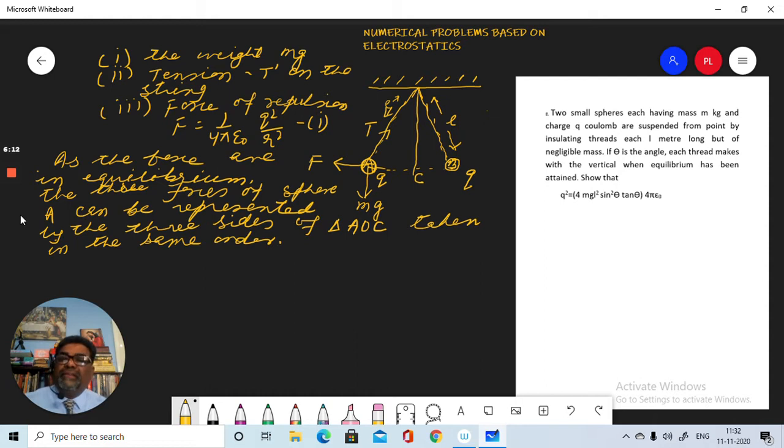The question says that all three forces are in equilibrium. If three forces are in equilibrium, then you have weight mg, tension T, and the force of repulsion. The three are in equilibrium. Therefore, it makes triangle AOC. This AOC triangle will have these forces arranged in this way.